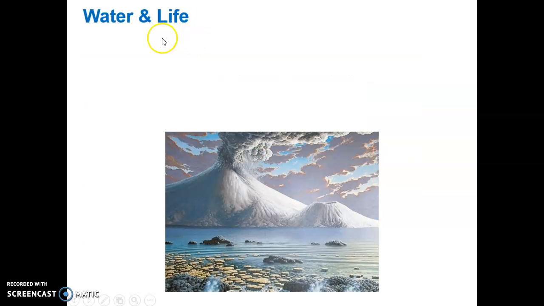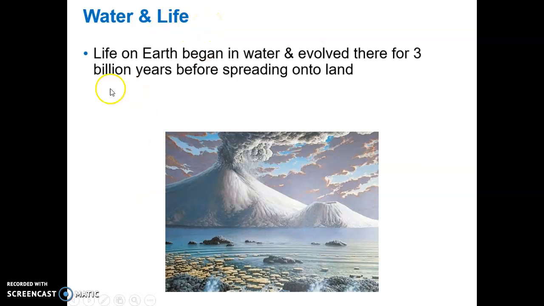So, moving on to water and its significance for life. So, life on Earth began in water. The debate is where in water, but most likely in the ocean. The debate is either near shore, and more recently at deep oceanic hot water vents. But we'll get into that in later chapters.